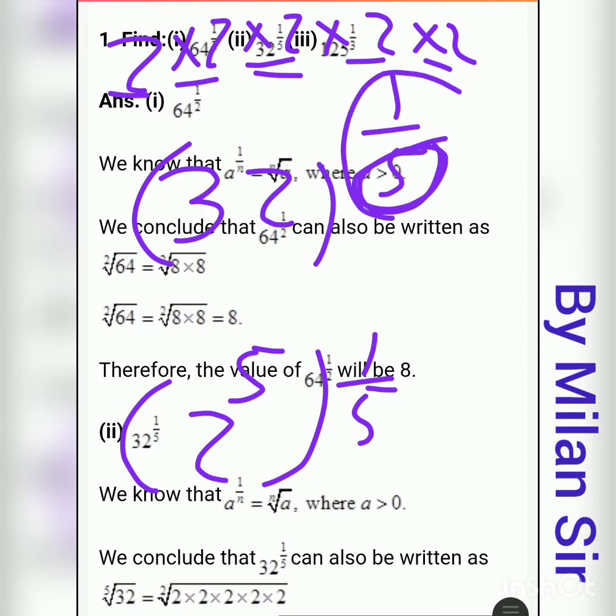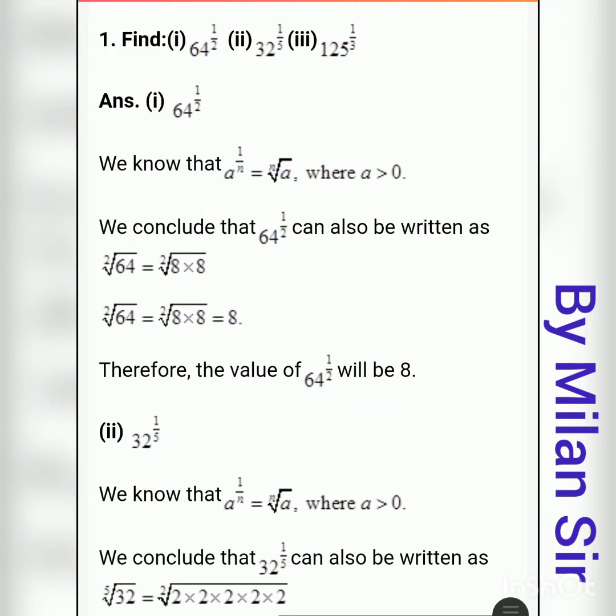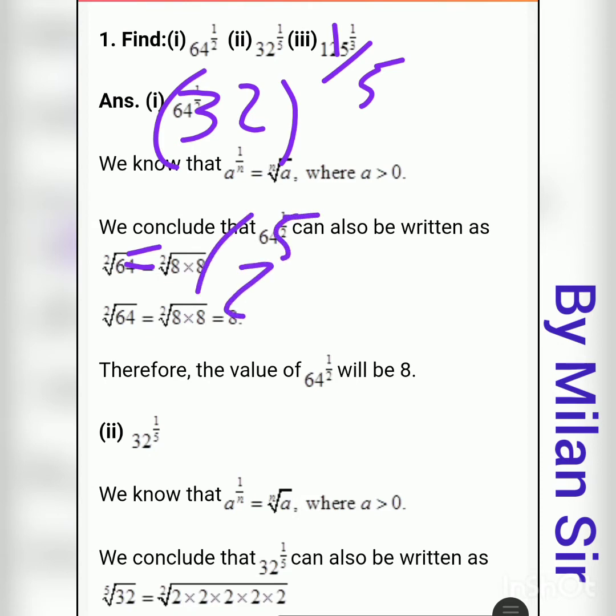And here we have exponent 1 by 5, so this 5 5 cuts, and 2 raised to 1 is remaining, it's 2 only. Okay, again 32 raised to 1 by 5. First of all we convert this 32 into exponent 5, so 2 raised to 5, and here we have 1 by 5, so 5 5 cuts, and our answer is 2 raised to 1, which is 2.